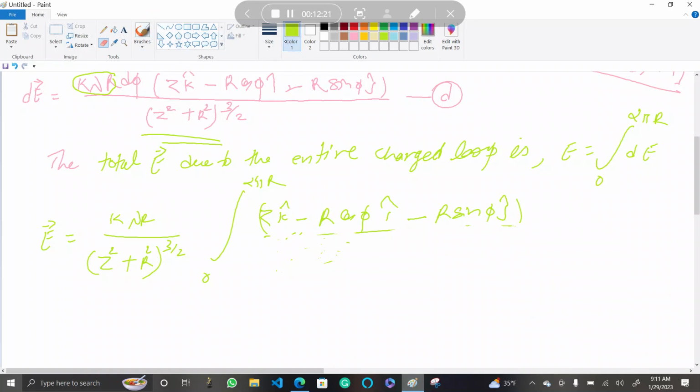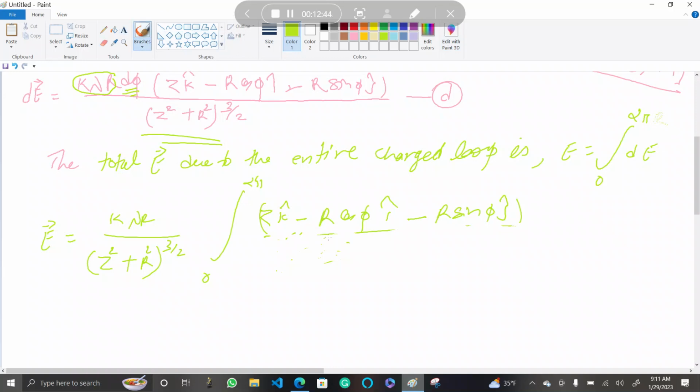Yeah, I'm sorry, I forgot to mention this. Since we have taken the small angle element as the variable, we have to take the angle phi increasing from 0 to 360 degrees in the circular loop. So I am changing this limit.